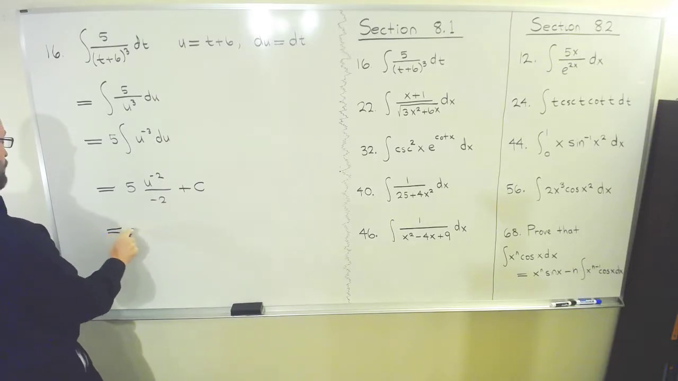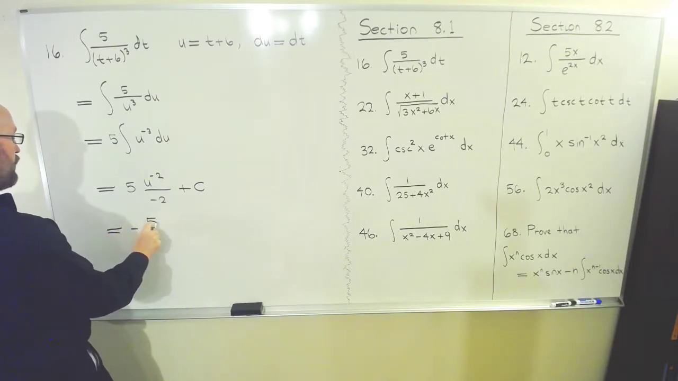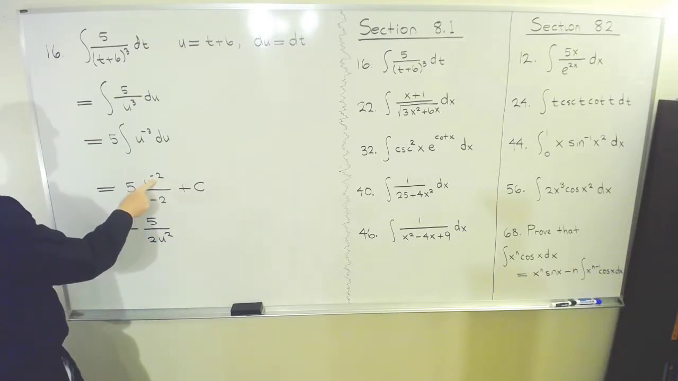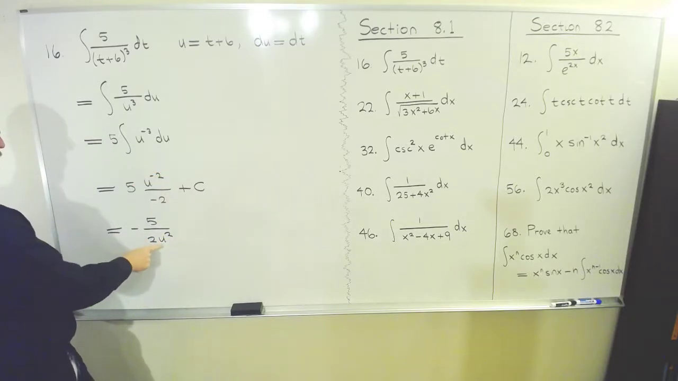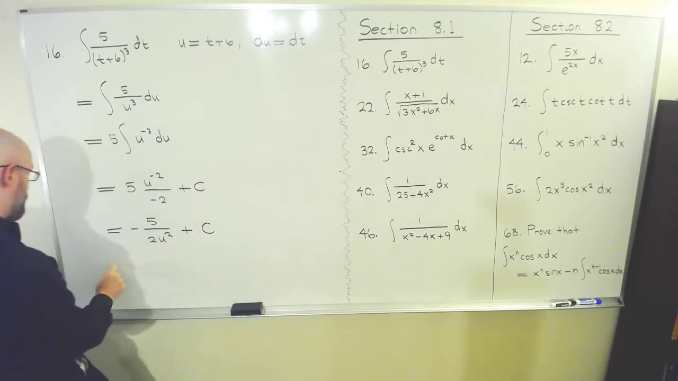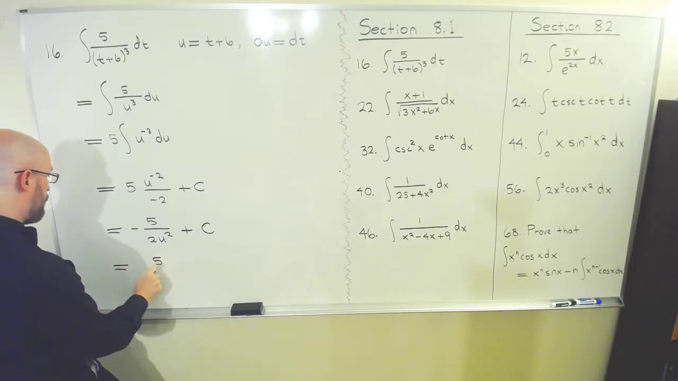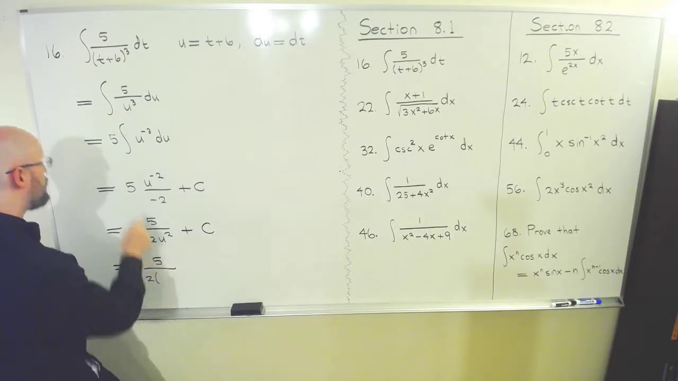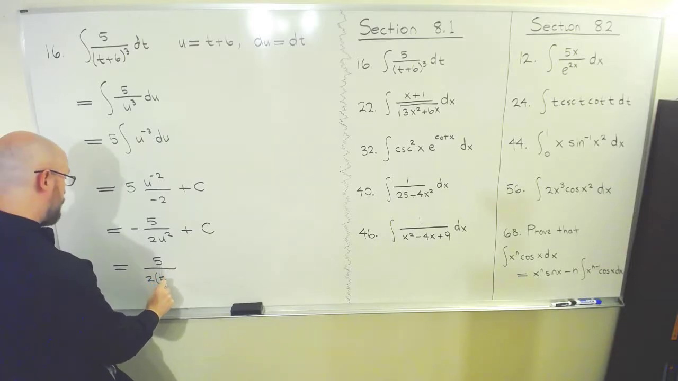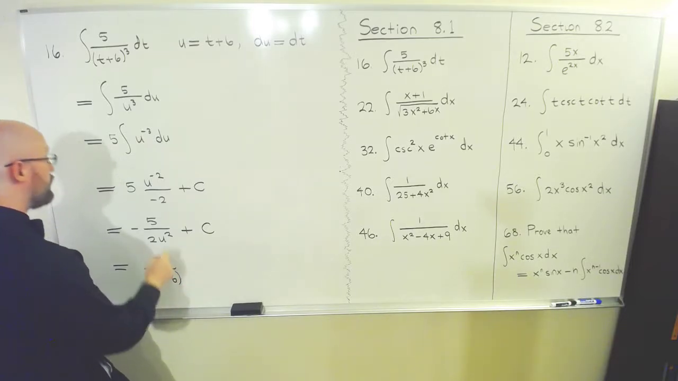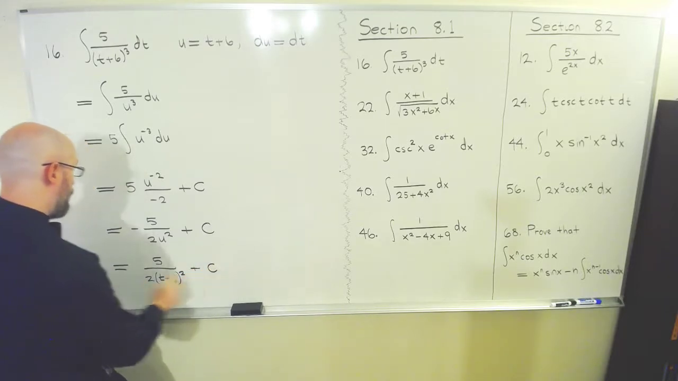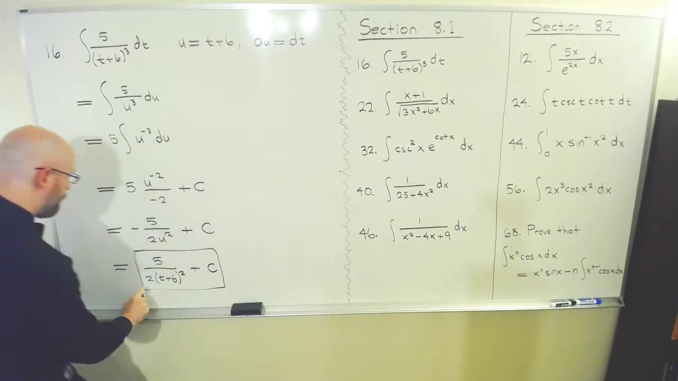I can simplify this by pulling the minus sign out, writing 5 over 2u squared, moving the negative exponent in the numerator down to a positive exponent in the denominator, plus my constant of integration. Then this is just 5 over 2, and I substitute back in what the t was. The reason I do that is because we originally had an expression in terms of t. We want to end with an expression in terms of t as well, and that's the answer.